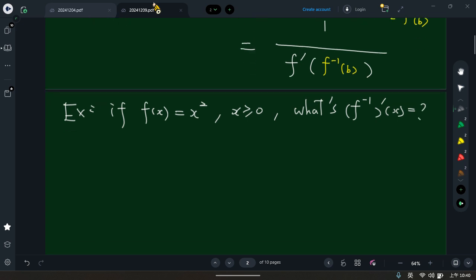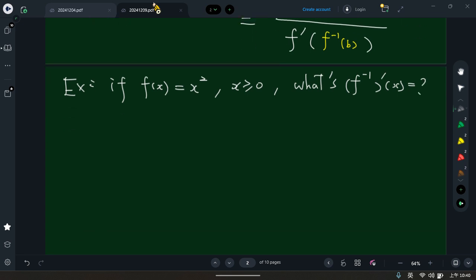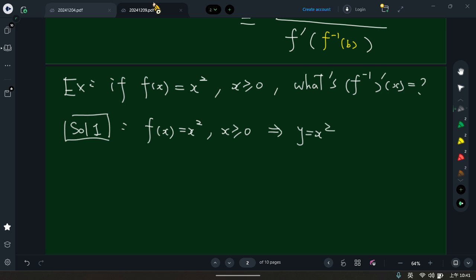Okay, so there are two solutions. Solution 1 is, since f of x is x squared, x is positive or equal to 0, and y is x squared. And then we can just change the role, to become this one, right? We just take the square root at both sides, then we can have this one.